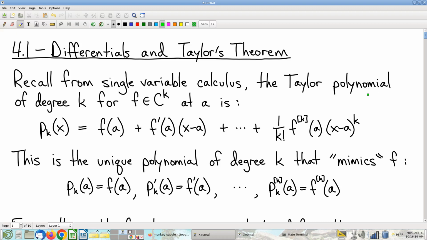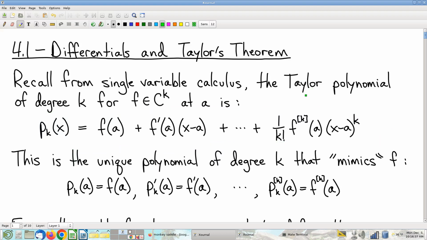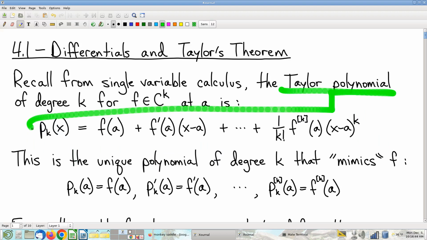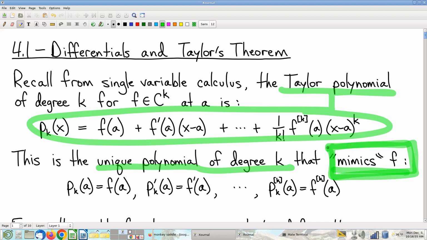Quick reminder, this is the formula for a Taylor polynomial. And a pretty reasonable question to ask is, but why? Right? Who dreamed this up? Taylor. Okay, why did Taylor dream this up? What was his motivation? So there's different ways to answer that question. And here's my favorite. This Taylor polynomial is the unique polynomial of degree k that mimics the function. This is the best copycat, you might say.